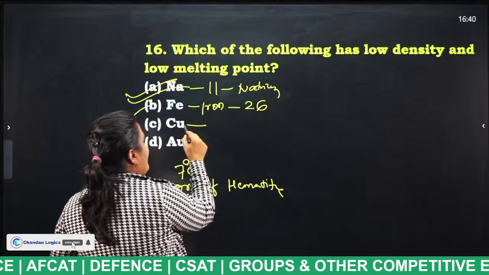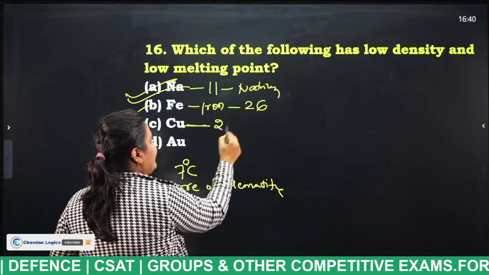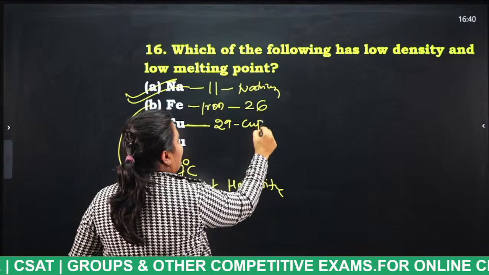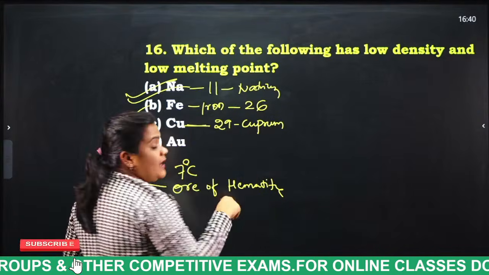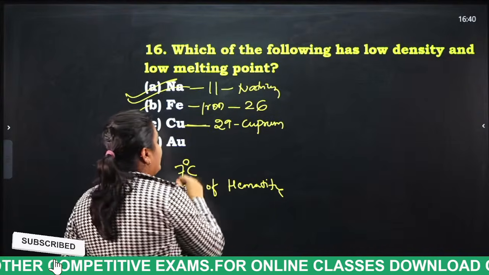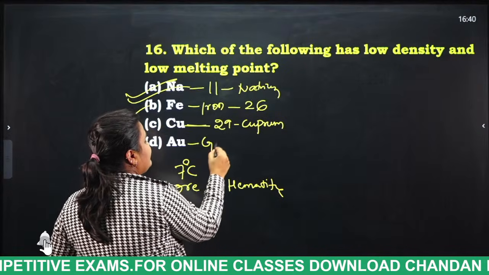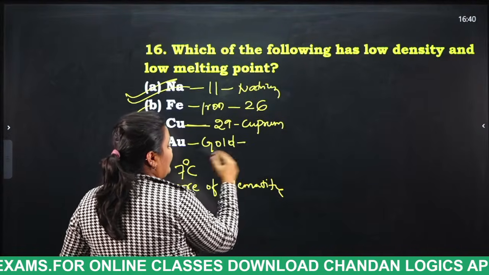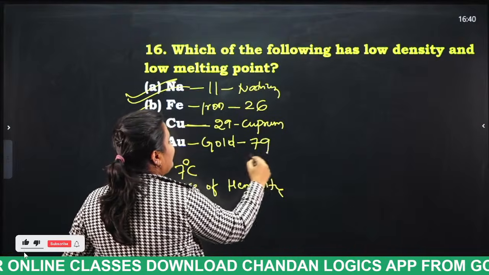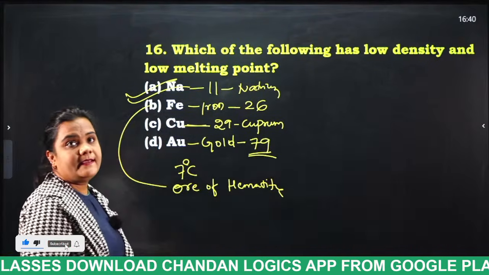And what is this copper? The atomic number of copper is 29, and the chemical name is cuprum. Cu means cuprum. Next, Au is nothing but gold, and the atomic number of gold is 79. Okay?